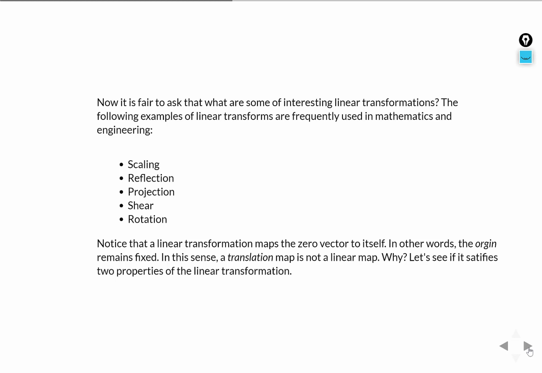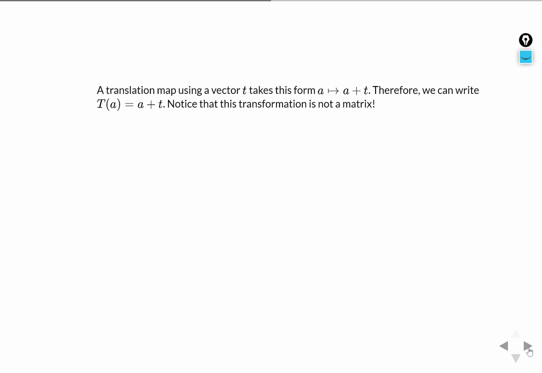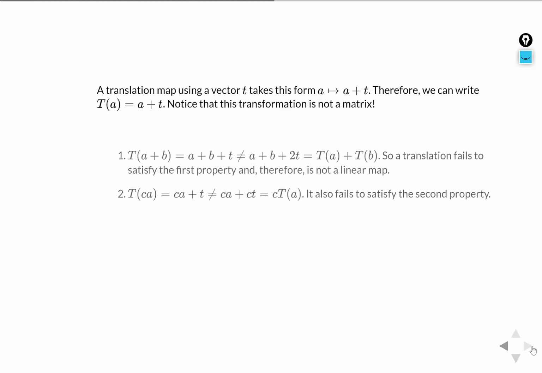Notice that a linear transformation maps the zero vector to itself. We say it fixes the origin. In this sense, the translation is not a linear map. We can verify this. A translation takes the form of mapping a vector A to A plus T. Now we will check the first and second property.